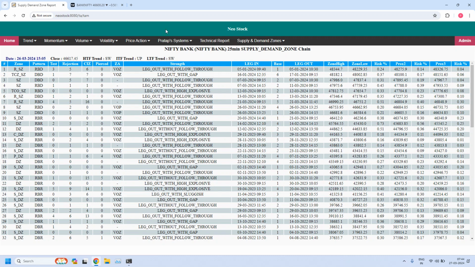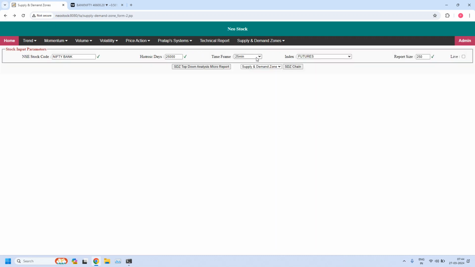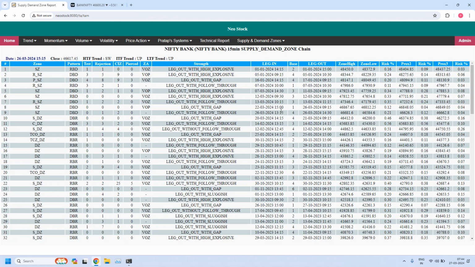Now I move on to the next time frame. The one below 25 minutes is 15 minutes. Now let me generate the chain for the 15 minutes time frame. Now the chain is ready. And for 15 minutes also, we have only two zones created yesterday. That is serial number 8 and 9 here also. Here 8 and 9. Both are supply zones. And the 9th one is having a rejection.